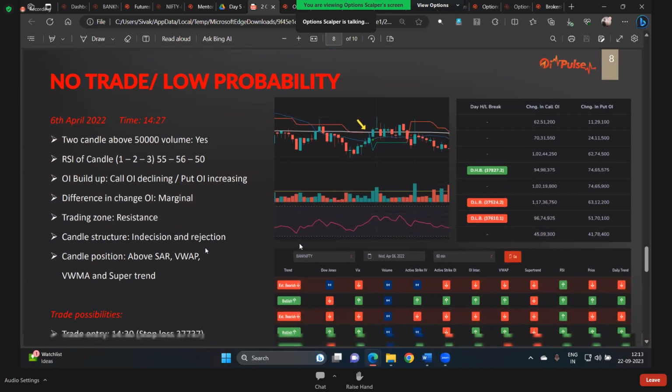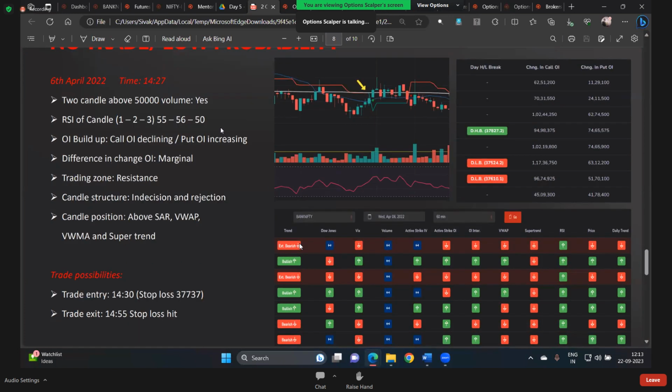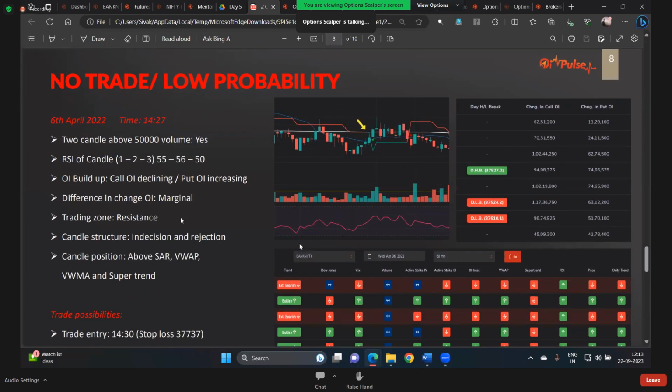This is a no trade or a low probability. So in this scenario, again, the market is at around 2:30. So usually at around 2:30, people will start to unwind the position and other things. That's the reason you needed to be really careful when you are playing the two candle theory in the second half. The RSI is falling. The market is almost 55, 56 and so on.